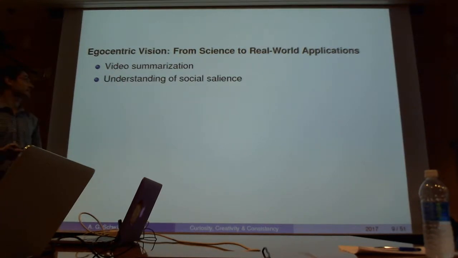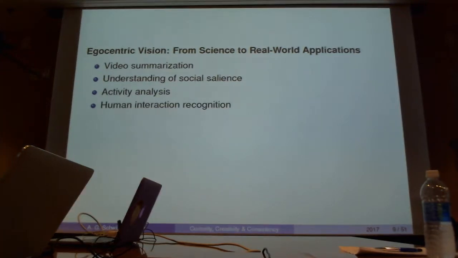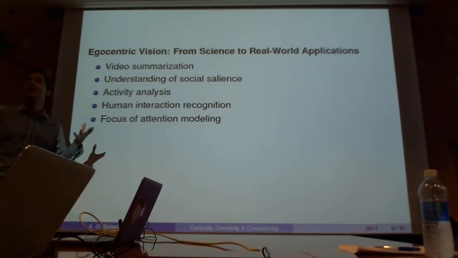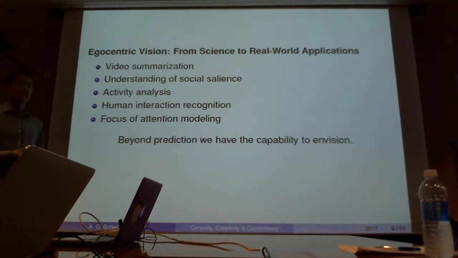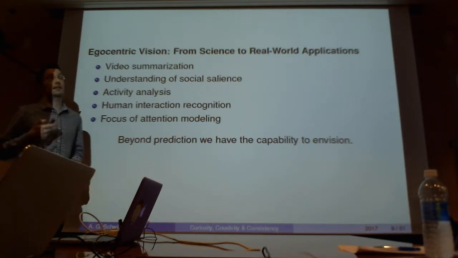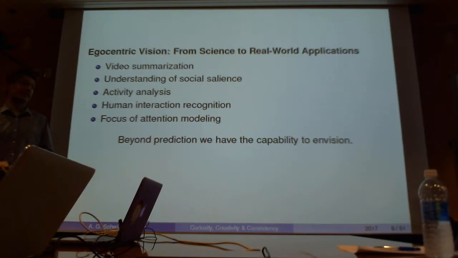And then there's plenty of other tasks: understanding of social salience, activity analysis, human interaction recognition, focus of attention modeling. All those are tasks where there is often not a single viable solution. There are multiple solutions, and they are all equally good. And to make this point, as humans, oftentimes we're not trying to predict a single solution. We're envisioning what's going to happen. We come up with different scenarios, and then we assess those scenarios. But I'd argue that computers at this point in time are not very much like that.